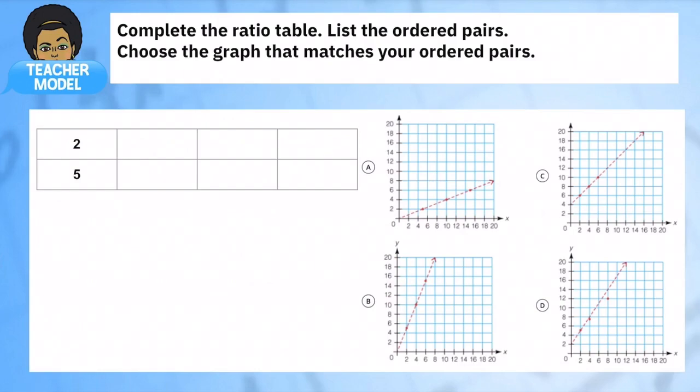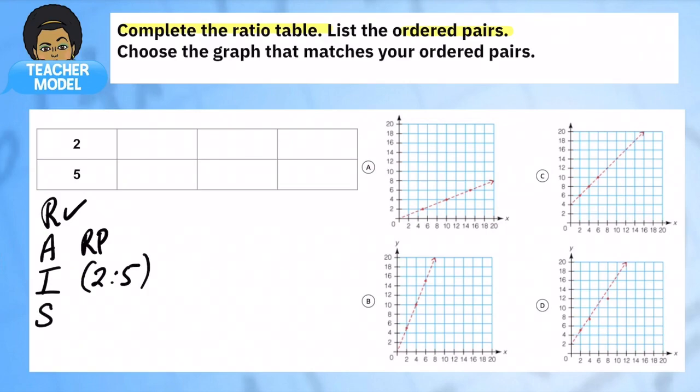All right, so we're going to start with 2 for 5. We're going to complete the table, and we're going to figure out which one of these has the same ordered pairs. So we've read the problem. This is absolutely an RP problem because it has a rate. Our important information: we have a 2 to 5 as our initial rate. And my solution is to complete the table.